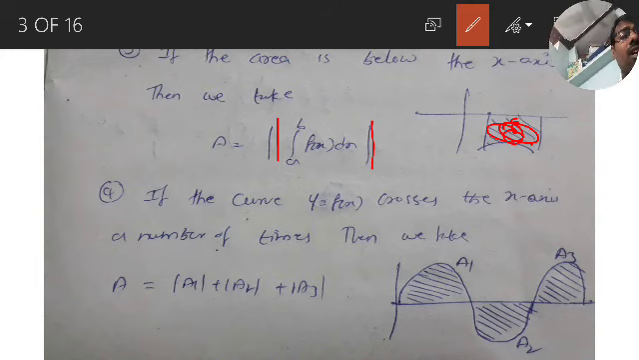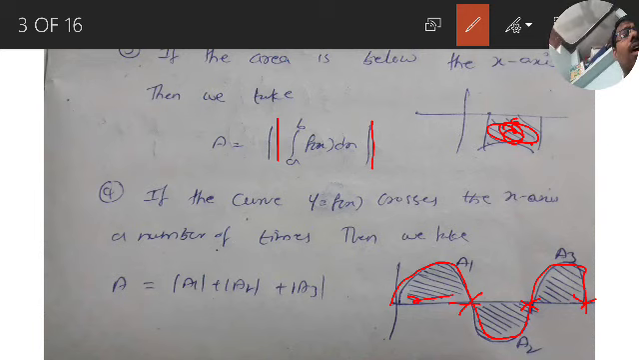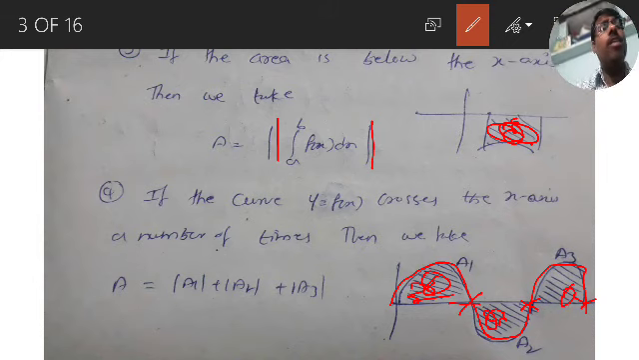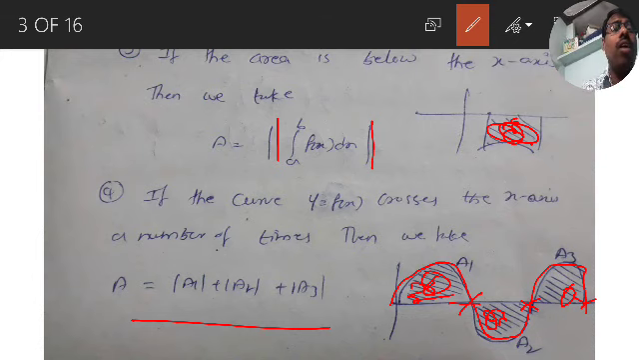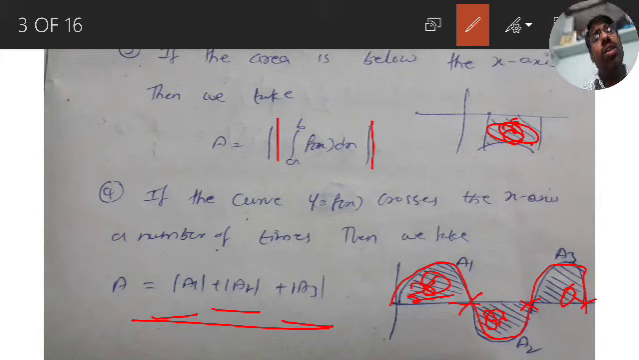then we take, as shown in the formula. So this curve is crossing a number of times. You see, here it is crossed, here it is crossed, here it is crossed. So the area becomes positive here, negative here, positive here. This portion is A1, this portion is A2 and this portion is A3. In order to get the total area, which is always positive, we take mod A1, mod A2 and mod A3. Altogether you will get the total area.